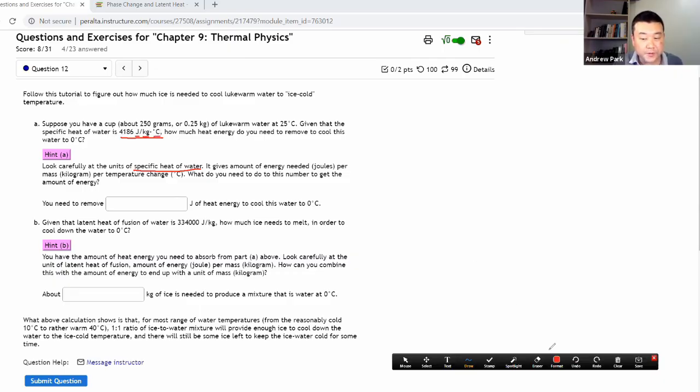It kind of tells you how you should be combining numbers. So you have this as the specific heat, 4186 joules per kilogram times degrees C. We are trying to change the temperature from 25 degrees C to 0 degrees C, and we are looking for an answer for heat energy in the unit of joule.